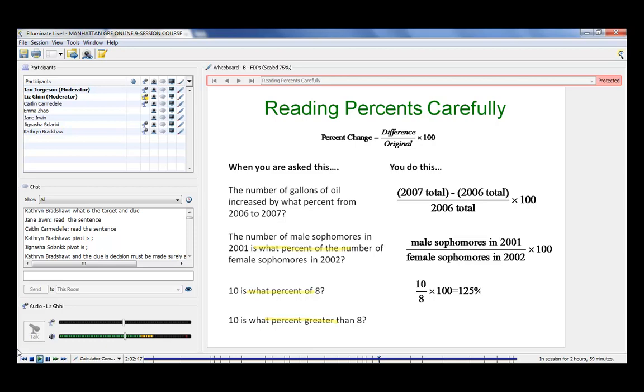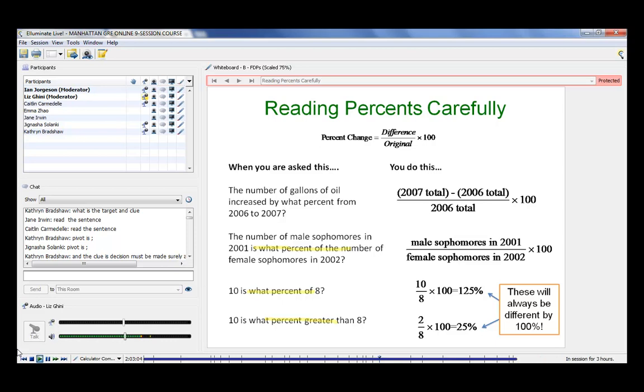10 minus 8. Yes, Jignasha and Emma both have it. You're putting that 2. Okay. That 2 times 8 over 100 is 25%. And notice, these are always different by 100%, just like that first problem that got us.